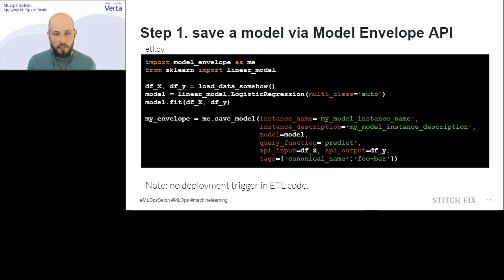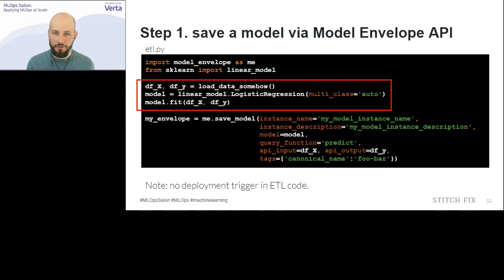To give you an example of some of the ETL code that data scientists write to get things into an envelope, here I've sketched something out. Here you have your standard code: you need to load some data, fit a logistic regression model, and then a data scientist, having done that, would save it into an envelope.